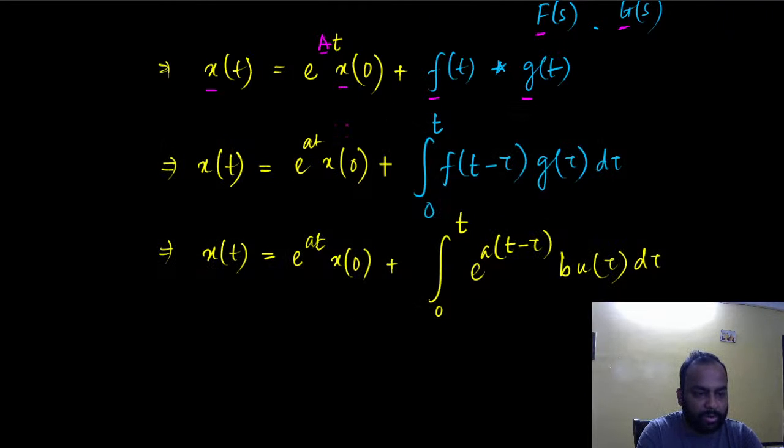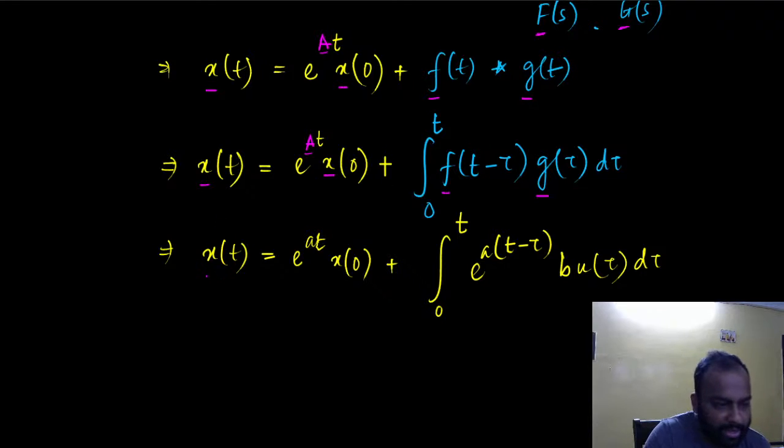Now let's continue. This is going to be like that, and instead of f being just a scalar quantity, g(t) is going to be a vector function here. But the definition of the convolution remains the same. There is no change in there.